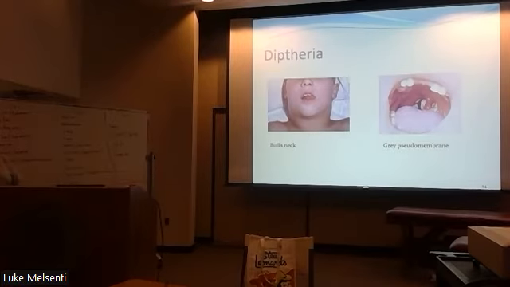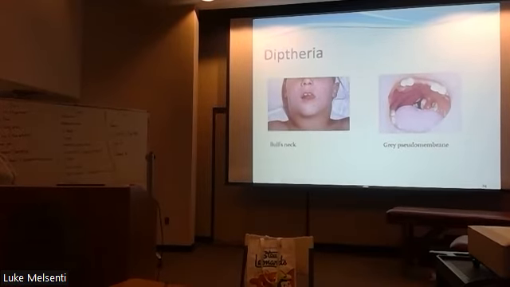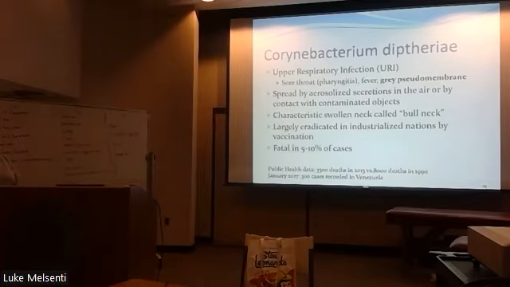Another thing that's pathognomonic for diphtheria is this characteristic bull neck. So you see it's like a generalized swelling across the throat and the upper neck. Spread by aerosolized secretions in the air, contact with contaminated objects. I think we're all like, hand sanitizer now. Largely eradicated in industrialized nations through vaccine.